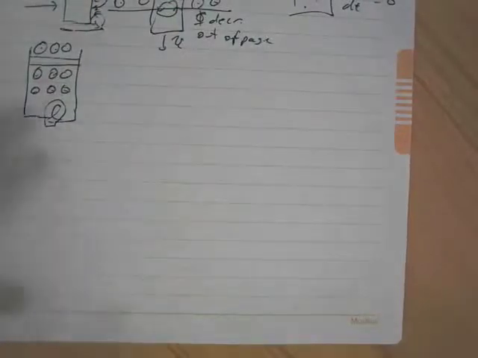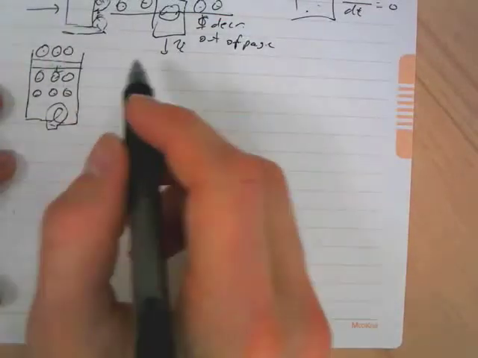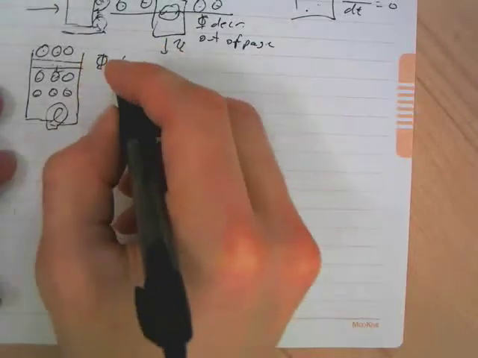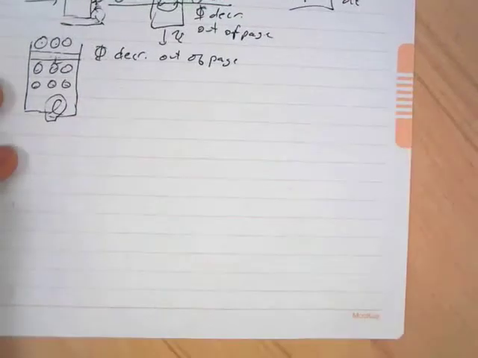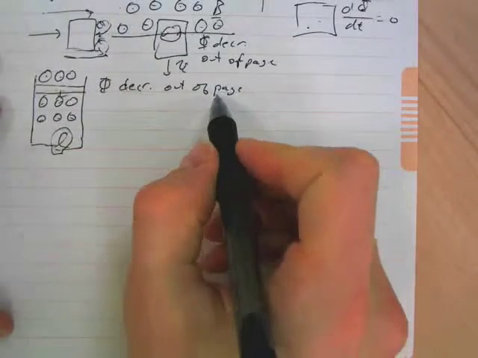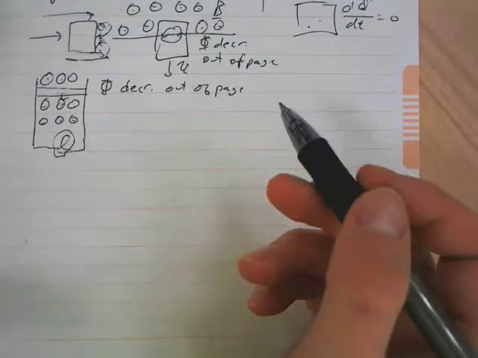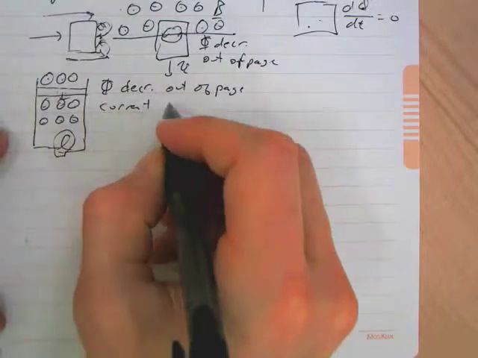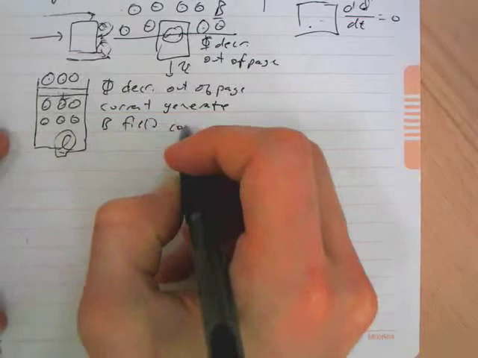So what's going to happen here? Well, as we let this rod fall, gravity is going to pull it down. But as it goes down, we've got a flux that's decreasing in the out-of-page direction. Because the flux is decreasing in the out-of-page direction, that means that there will be a current induced in the loop that opposes that change. So if the flux is decreasing out of the page, the current will generate a B field coming out of the page.